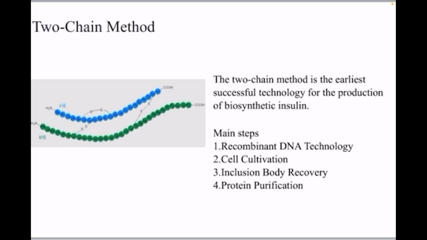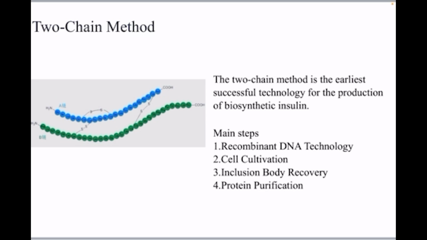Hi, my name is Menghao, and I'm going to introduce the early stage of research on insulin synthesis. There were mainly two methods for preparing synthetic insulin, the double-chain method and the proinsulin method. The two-chain method is the earliest successful technology for the production of biosynthetic insulin. The main steps of the method are as follows.